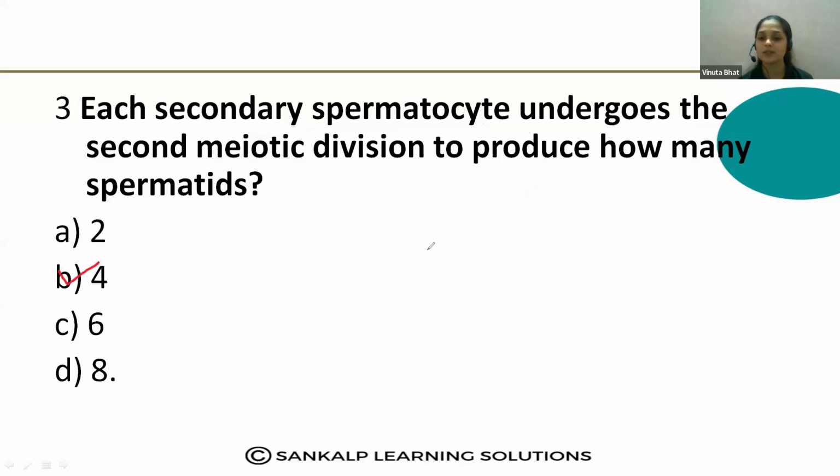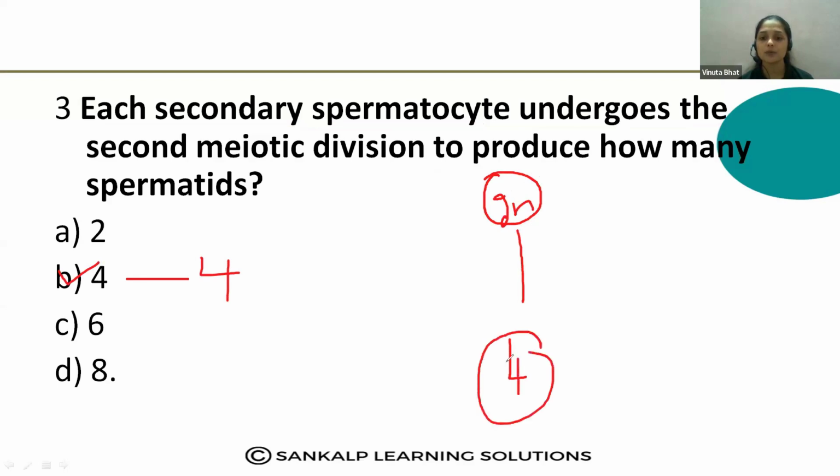In spermatogenesis, how many spermatids are formed? 4 spermatids are formed from one primary spermatocyte, right? So from one primary spermatocyte, how many sperms are produced? That is 4 sperms, right?